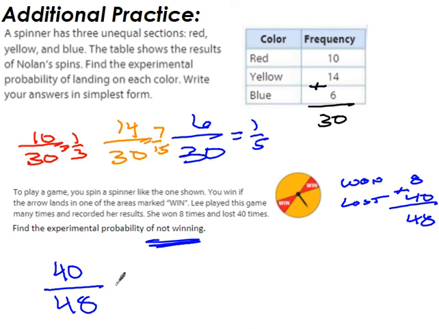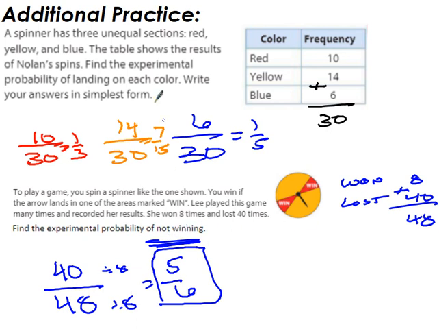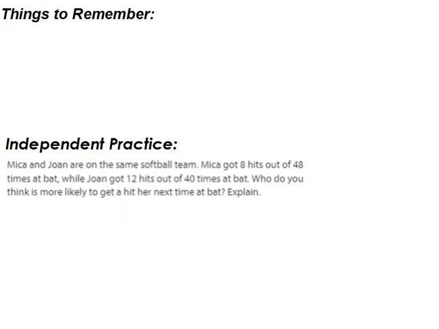So that was 40 out of 48. I would simplify this now, because I can divide this by 8. The probability of not winning was 5 out of 6. I took the total amount of trials, which was 48, and figured out the probability of not winning, which would be losing. That was 40, because that's how many times it happened. Boom. Done. All right. That is it.